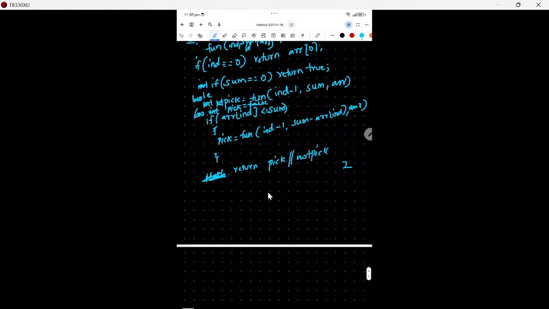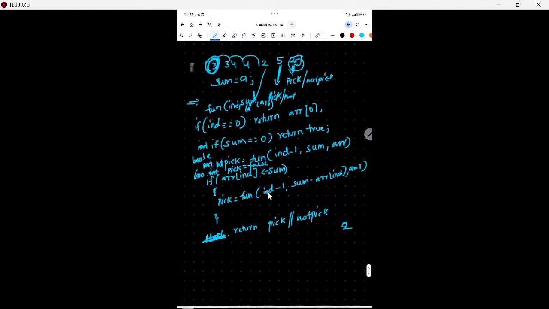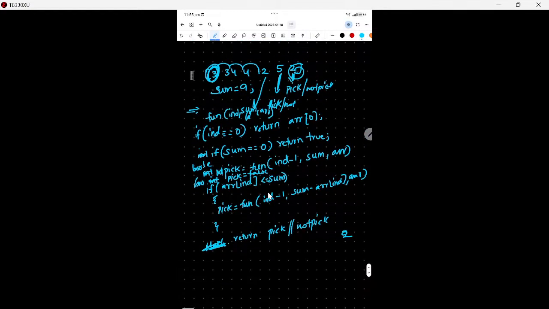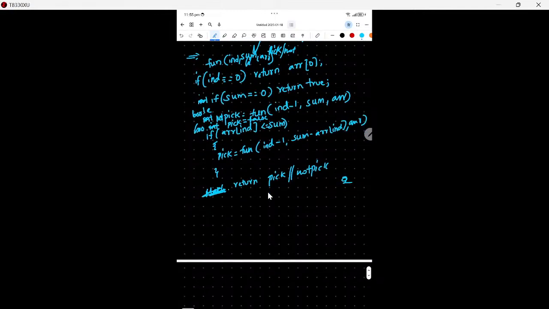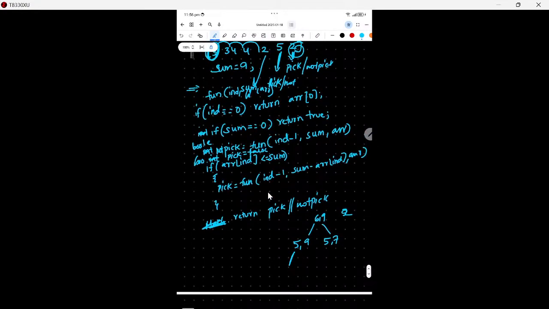What is happening? First it will check from the last index, let's say the indices are 1 2 3 4 5 6. From 6 I will move to 5 by not picking, and the sum remains 9 only. I will move to 5 by picking it, and how much is the value? 7. From this index I will move to the previous index by not picking, by picking, by not picking, by picking, like that. It goes.